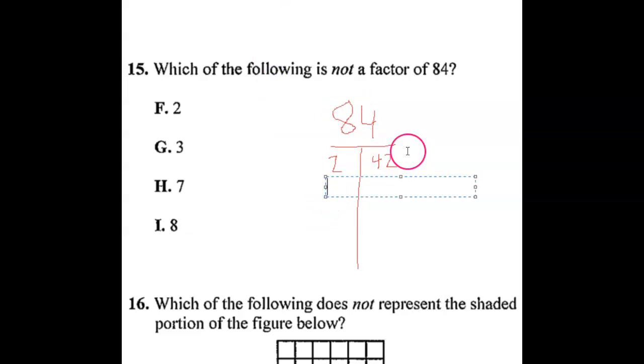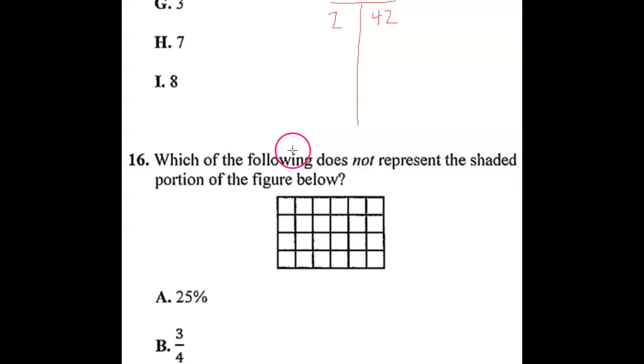3 times something equals 84, right? Does 7 go into 84? Figure that out. Does 8 go into 84? That's all you have to do. So you can just actually divide 84 by any of these numbers, and whichever one it doesn't go in evenly is going to be your answer, because it wants to know which one is not a factor, right?